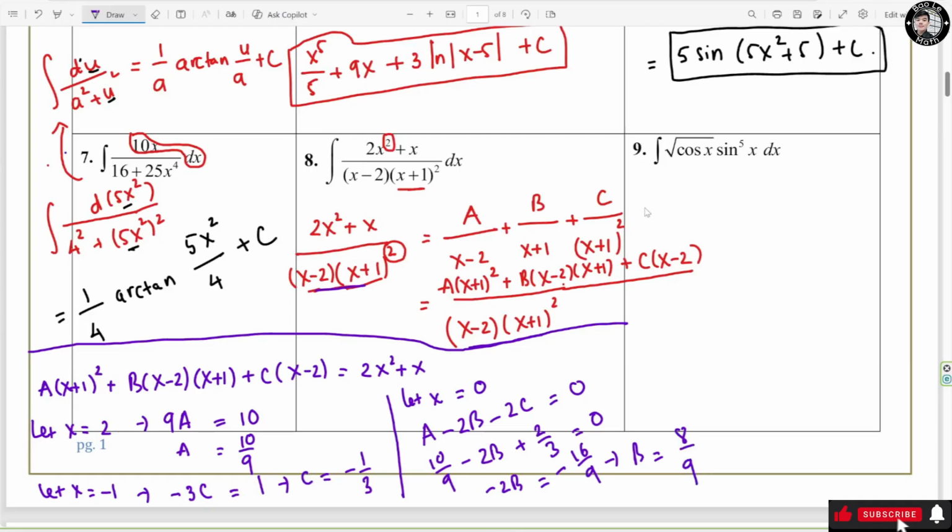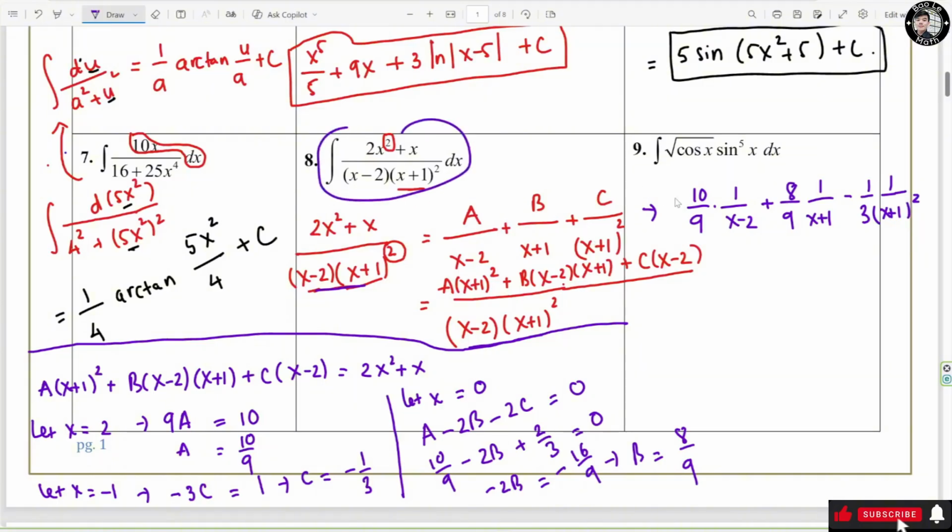So finally, this guy becomes A equals 10 over 9 times 1 over s minus 2, right? B equals 8 over 9, so it will be plus 8 over 9 times 1 over s plus 1, right? And C equals -1 third, right? So minus 1 third times 1 over s plus 1 altogether squared, right? And then this guy right here becomes the entire derivative of this one, right?